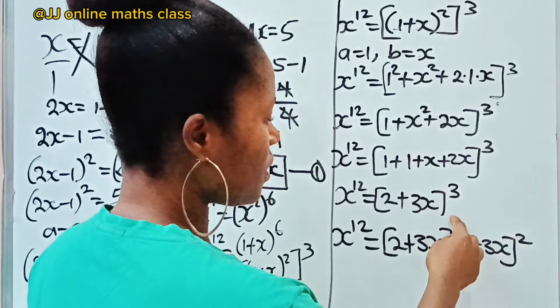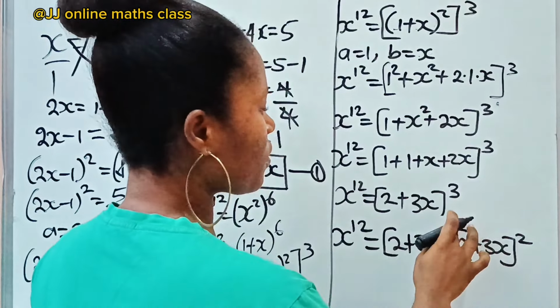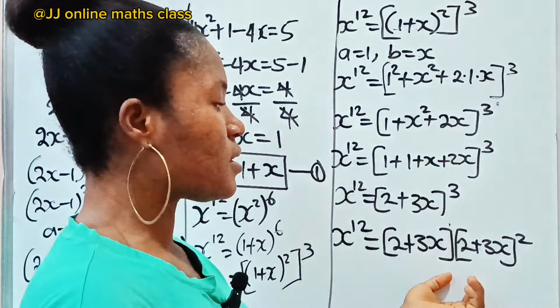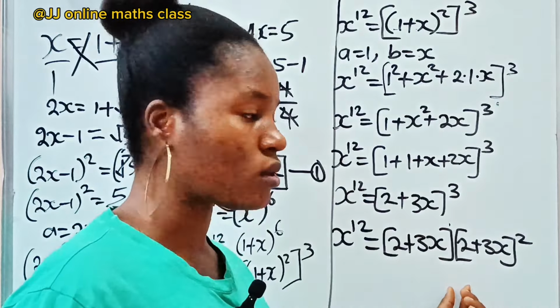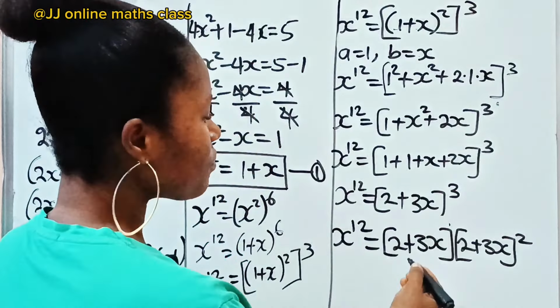The same base, this is 1. 1 plus 2 will give us 3. Okay, this is actually different. Now let me explain this one. What we used there, let me explain.